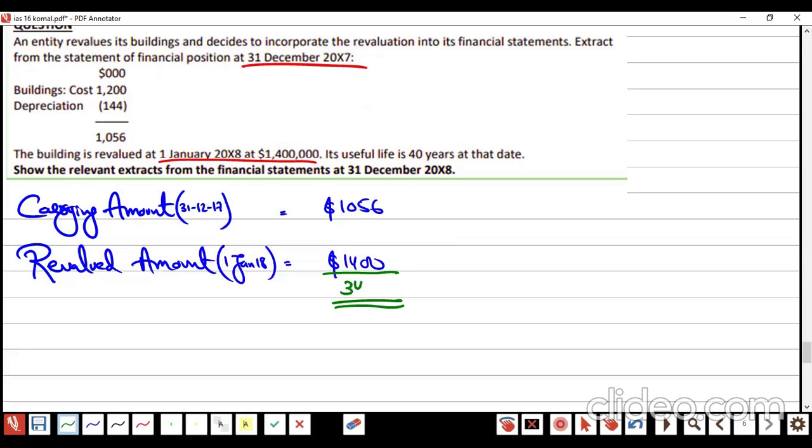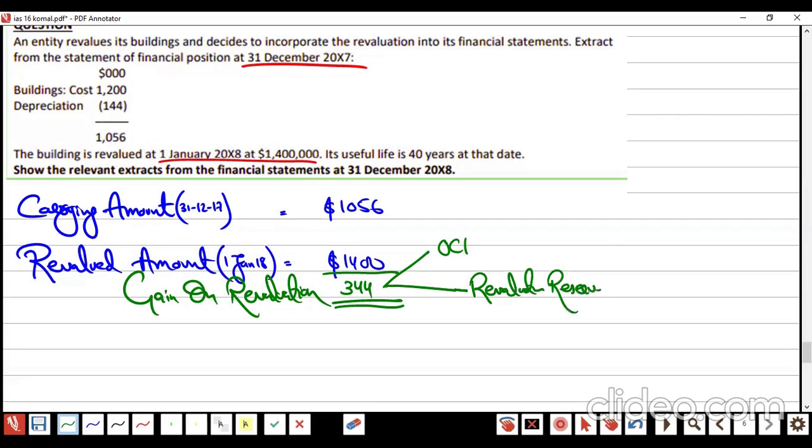344. That is called gain on revaluation, or you can say surplus. This is going to be part of OCI and part of the revaluation reserve. Any problem? OCI is a gain and revaluation reserve is increasing equity. OCI is going to be plus and revaluation reserve is also a plus.